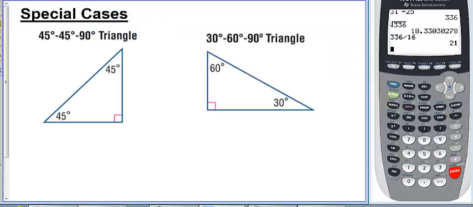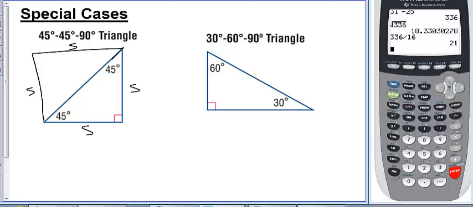Let's look at some special cases. We have a 45, 45, 90 right triangle, and a 45, 45, 90 comes from a square. I know that doesn't look much like a square, but let's pretend it is. We cut that square in half along its diagonal. Squares have the same side, so this is a side, that's a side, side, and side. So there are the 4 sides of the square.